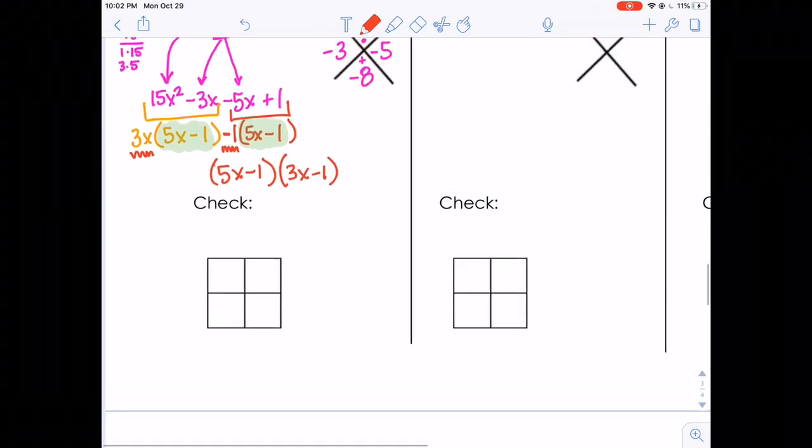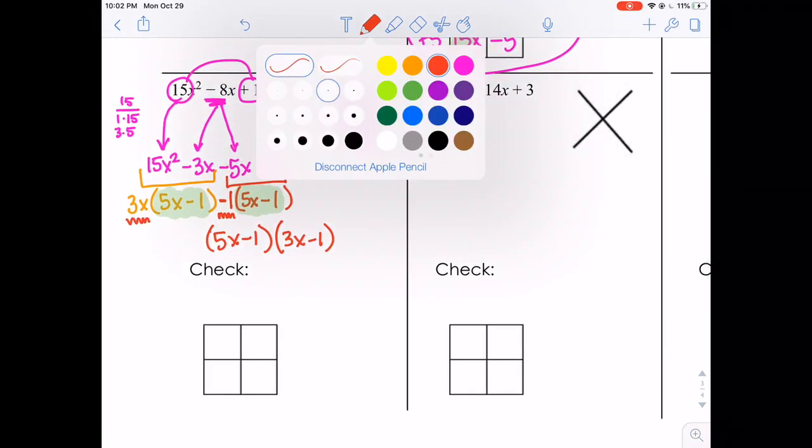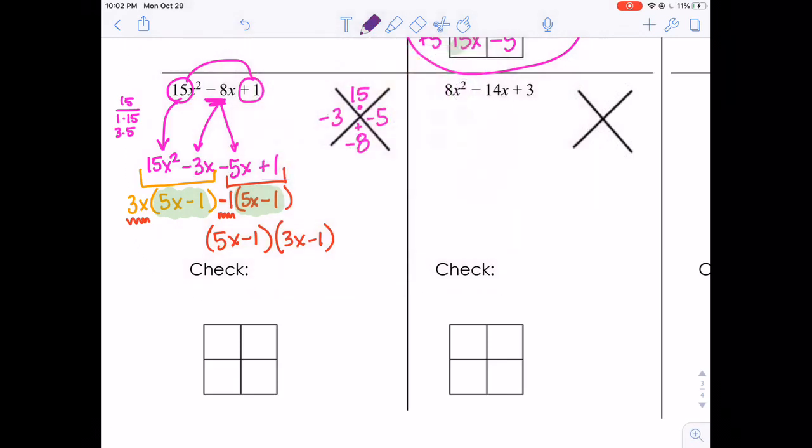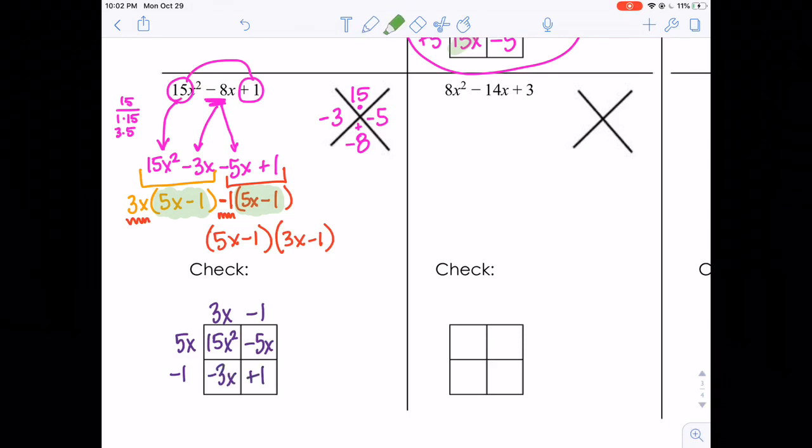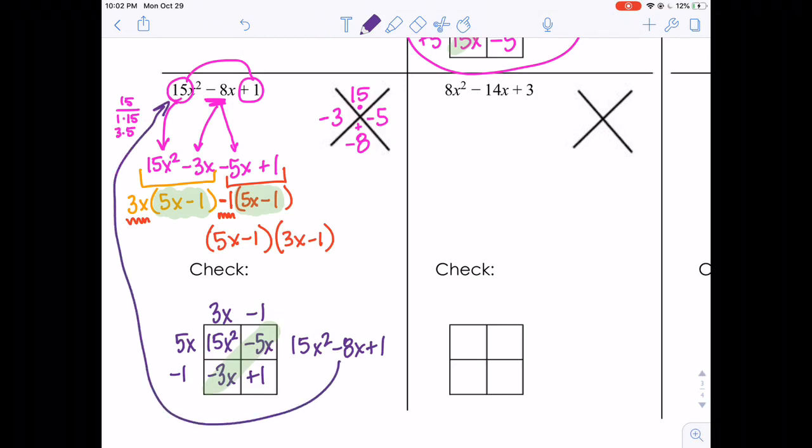Super, super, super important to check. So I'm going to try that out here. We'll use purple. 5x minus 1, 3x minus 1, 15x squared, negative 1 times 5x, negative 5x, negative 3x, positive 1. Add these ones up here, 15x squared minus 8x plus 1. I'm going to check and see. Yes, sirree, Bob. That is my answer right there.